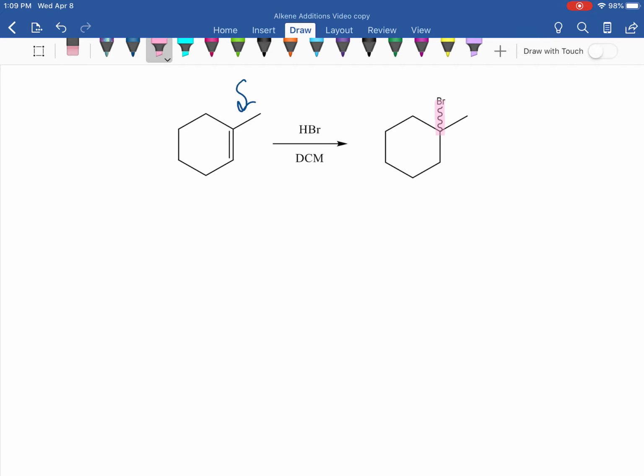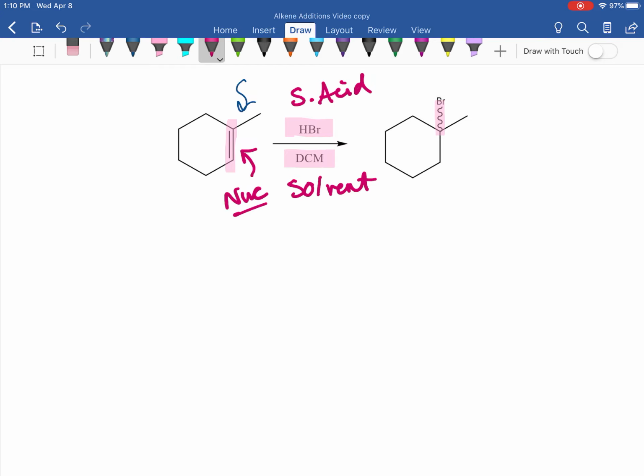All right, so let's look at our mechanism again. Let's do the same thing. We have an alkene. Let's spot it. We have a very strong acid, and we have our solvent. Let's label here. We've got a nice strong acid. This is our solvent, and then this is our nucleophile. Okay, let's start our mechanism.